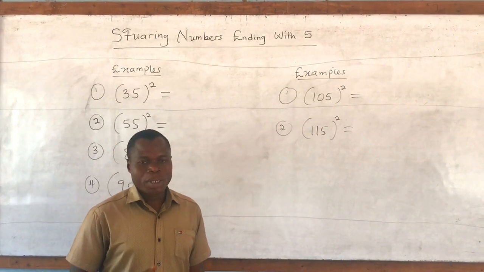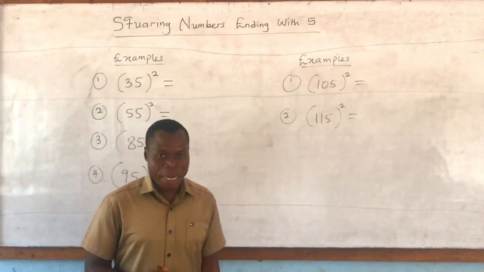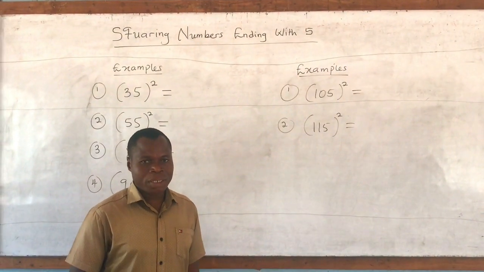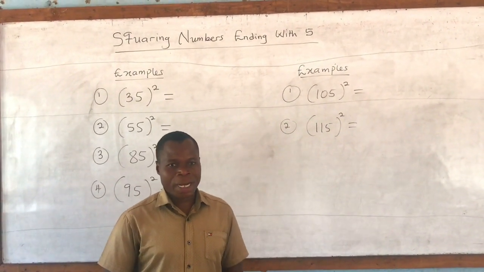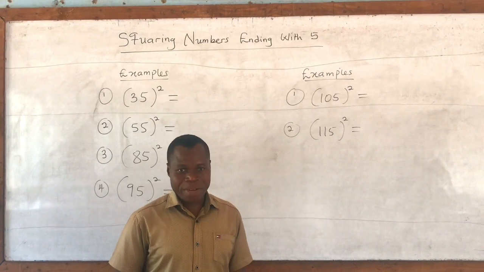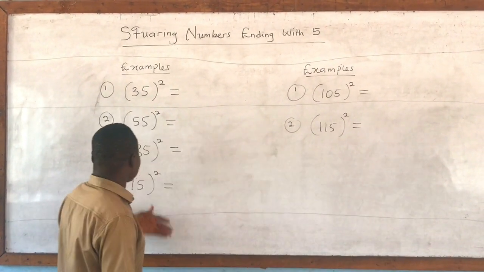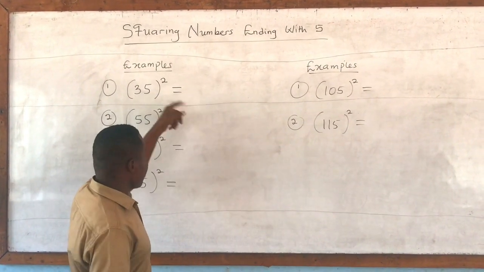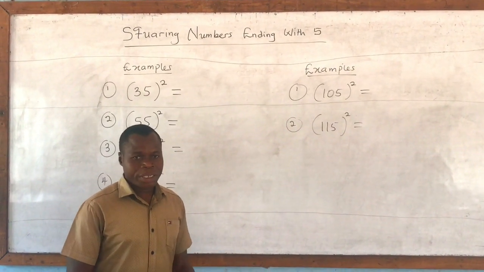In this video, I'm going to teach you the trick of squaring any number ending with 5 within 3 seconds without using a calculator. That is, multiplying any number that ends with 5 by itself without using a calculator. And I have some examples on the board to illustrate that. The first example is 35 squared. And 35 squared means 35 times 35.